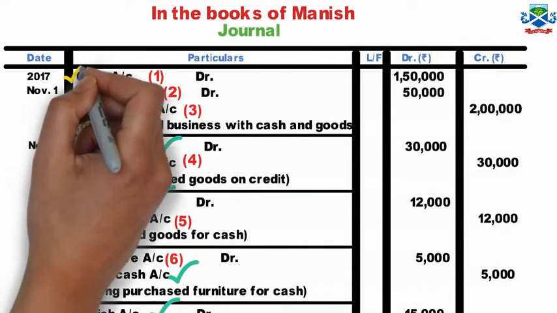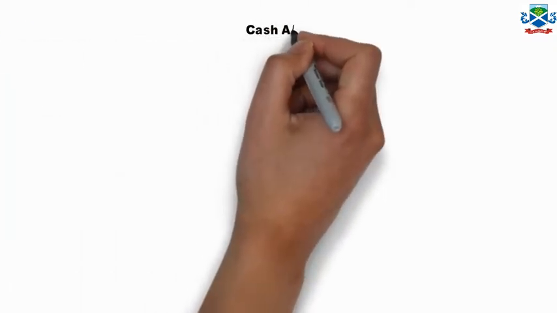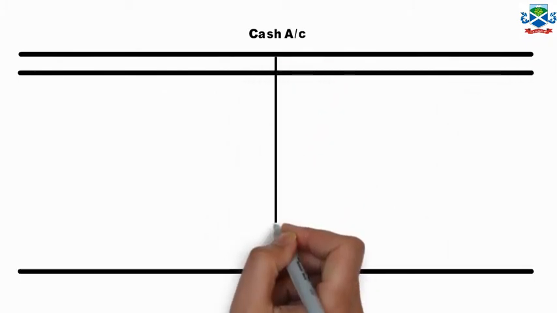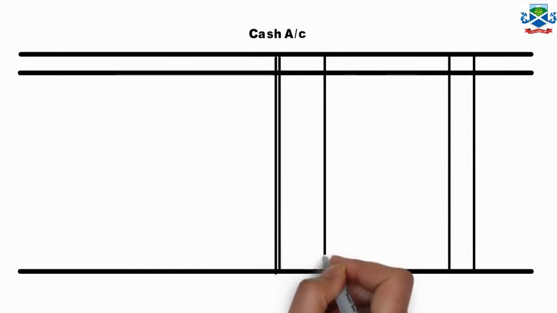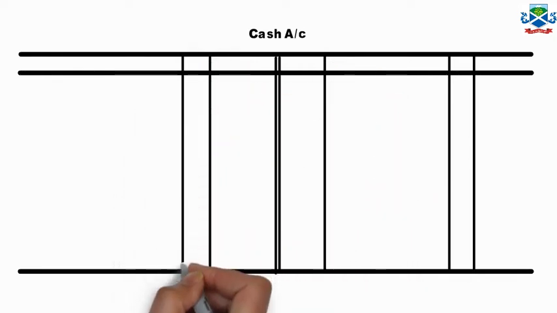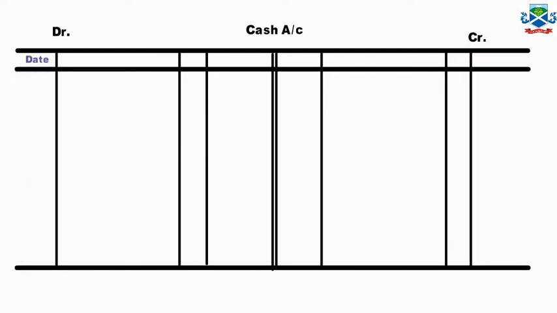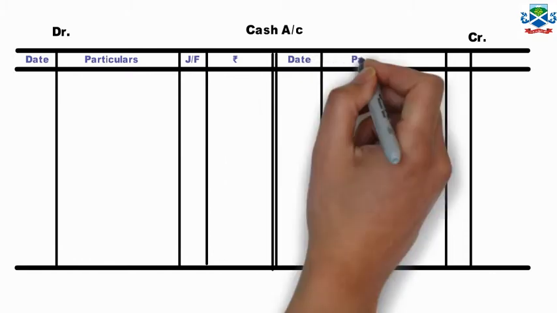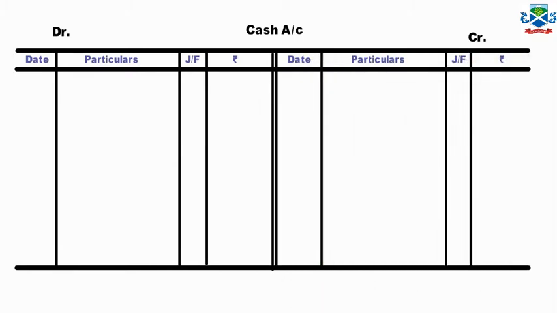If you identify one by one, the first one will be the cash account. So the cash ledger will be put over here. The ledger format, as I said earlier, is divided in equal halves, with equal columns on the left side and right side. The left side is called debit, the right side credit. Date, particulars, journal folio, amount in rupees on both sides. That's the format of the cash account.